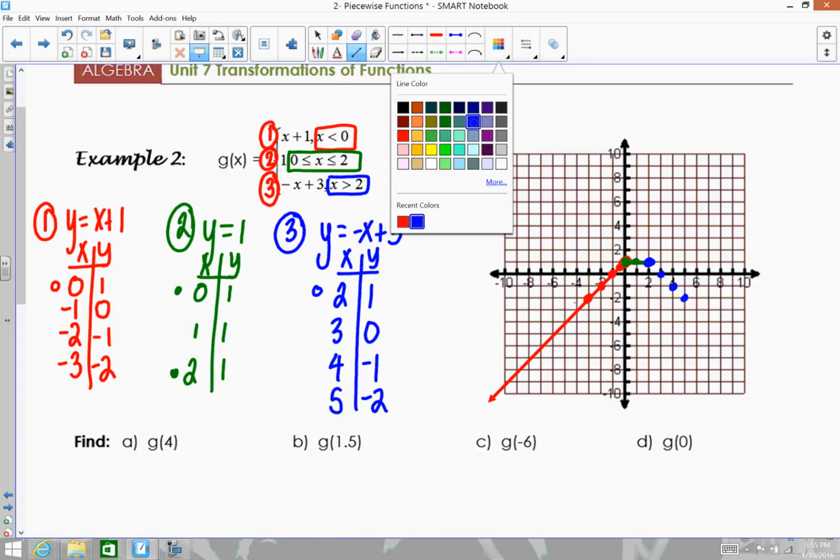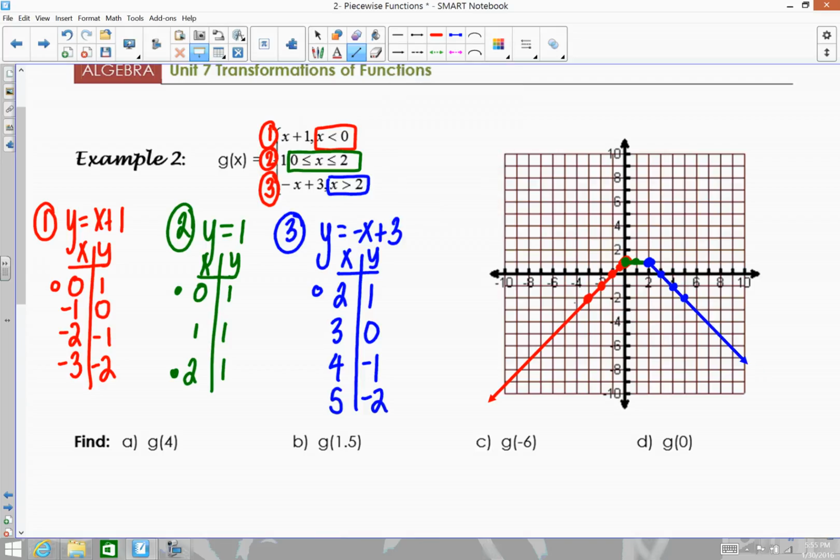And remember, I'm going to have an arrow that goes to the right. I want to include all of the values when x is greater than 2. So there's my function. So we can just label that entire graph g of x. You don't need to worry about labeling each part because this entire function is called g of x, the 3 parts put together. So now let's look at evaluating.